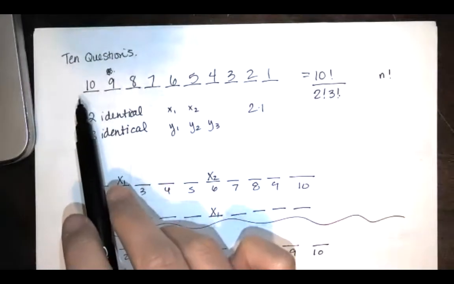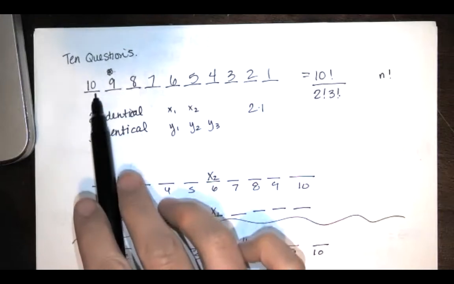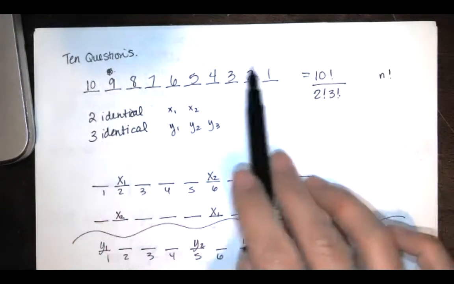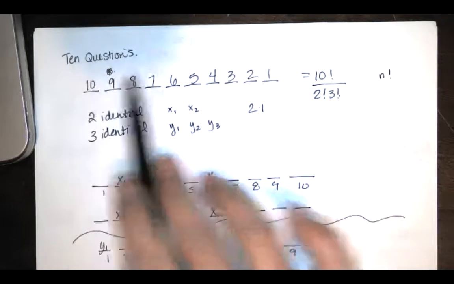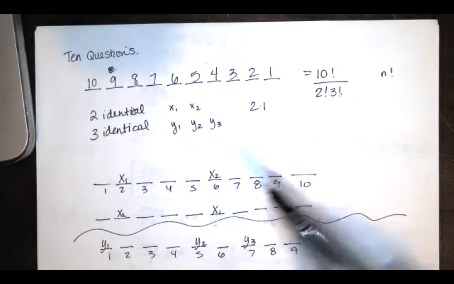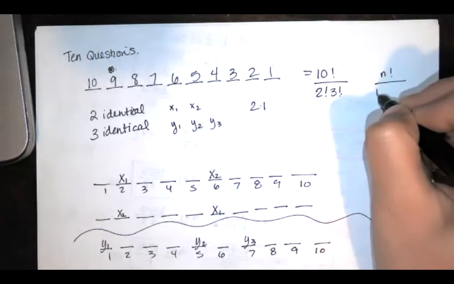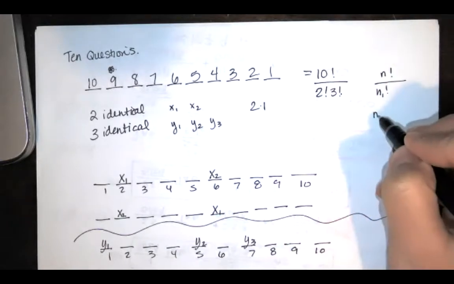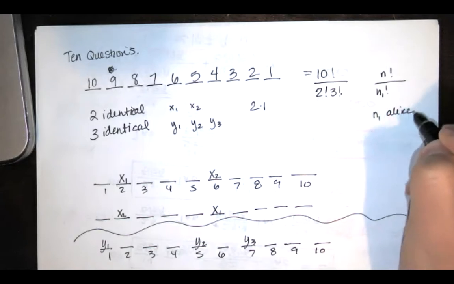That's saying if I've got 10 questions, I've got 10 options for the first question, 9 options for the second, 8 options for the third, and so on, all the way down to 1. You say, but if 2 of those are identical, I'm accidentally counting these guys twice. So let's divide by 2 factorial, or n sub 1 factorial, where n sub 1 are alike.